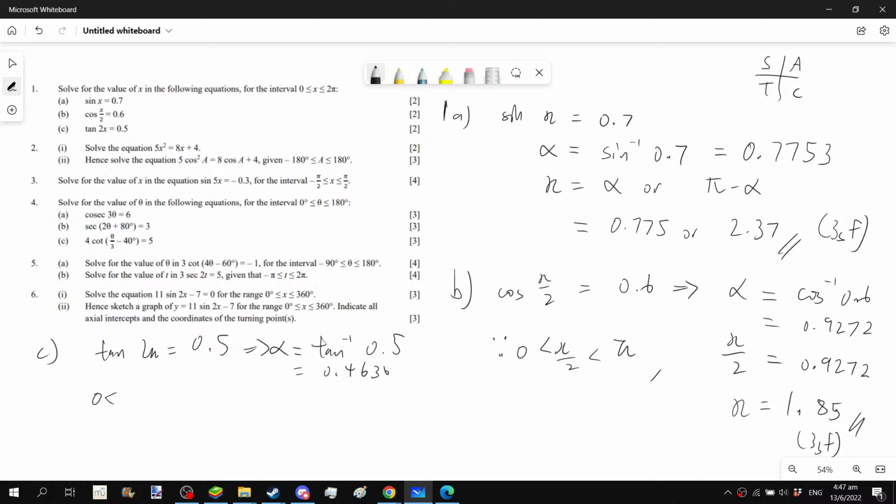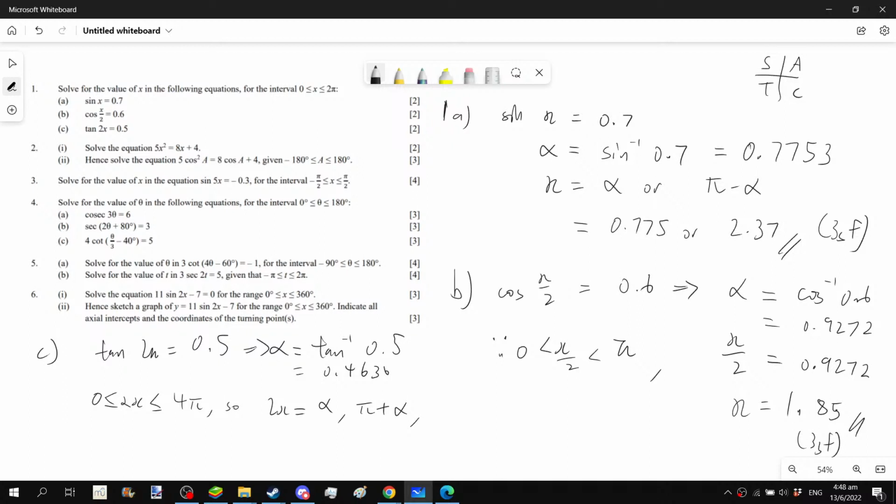This time around, we have 2x, so we'll multiply everything by 2, and our range now expands into 0 to 4 pi. And that means we have a lot of values to work with. We can have the basic angle, we can have the 3rd quadrant, which is pi plus 0.4636.